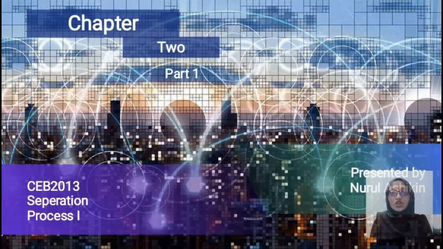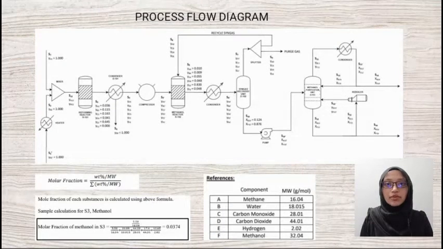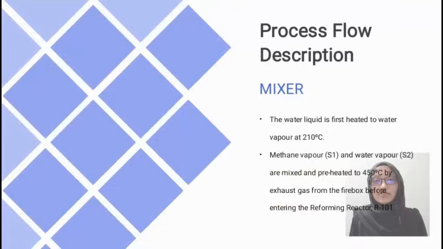Hi, my name is Nurul Ashkin and I'll be presenting Chapter 2 Part 1, which is the process flow diagram. This is the overall diagram of the methanol purification process. Firstly, the liquid water is heated to water vapor at 210 degrees Celsius. Then in the mixer, methane vapor, which is stream 1, and water vapor, which is stream 2, are mixed together and preheated to 450 degrees Celsius before entering the reforming reactor.